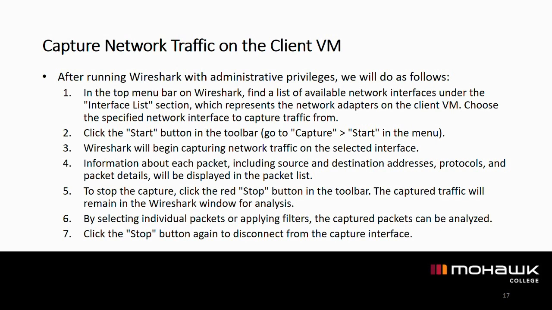In the top menu bar on Wireshark, find a list of available network interfaces under the Interface List section, which represents the network adapters on the client virtual machine. Choose the specified network interface to capture traffic from. This is typically your Ethernet or Wi-Fi adapter, depending on the network configuration. Click on the desired interface to highlight it.